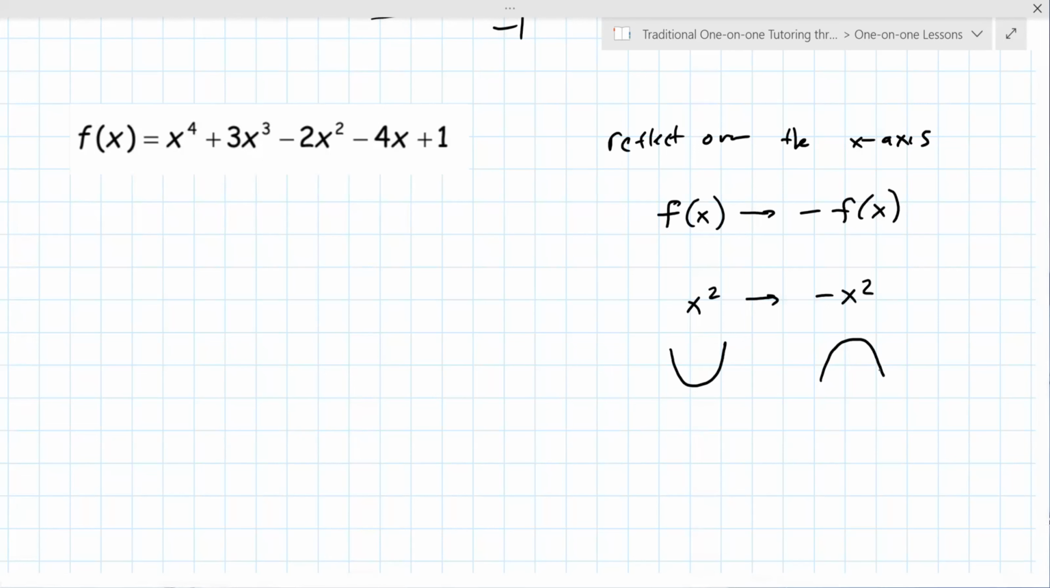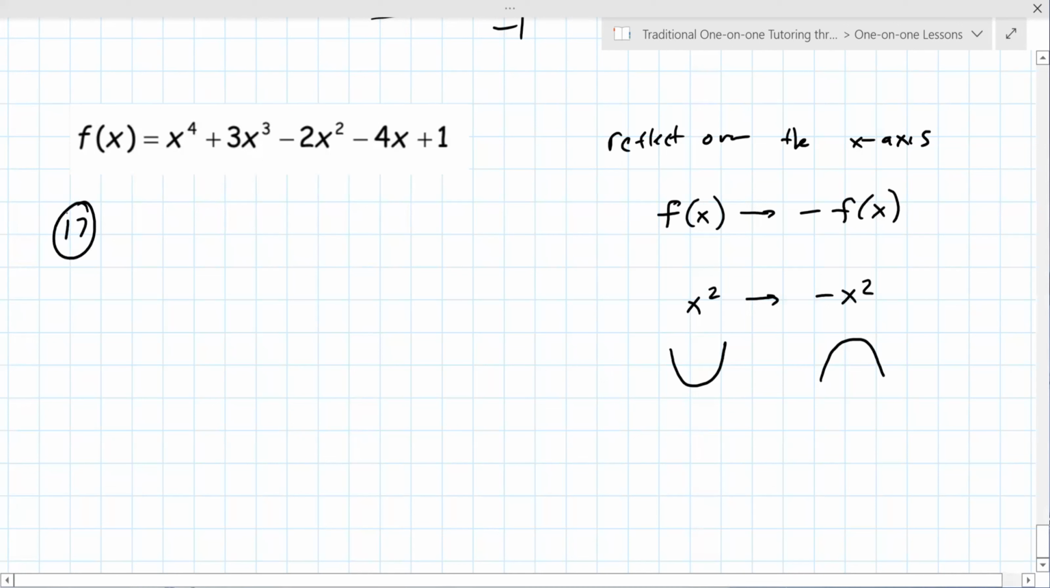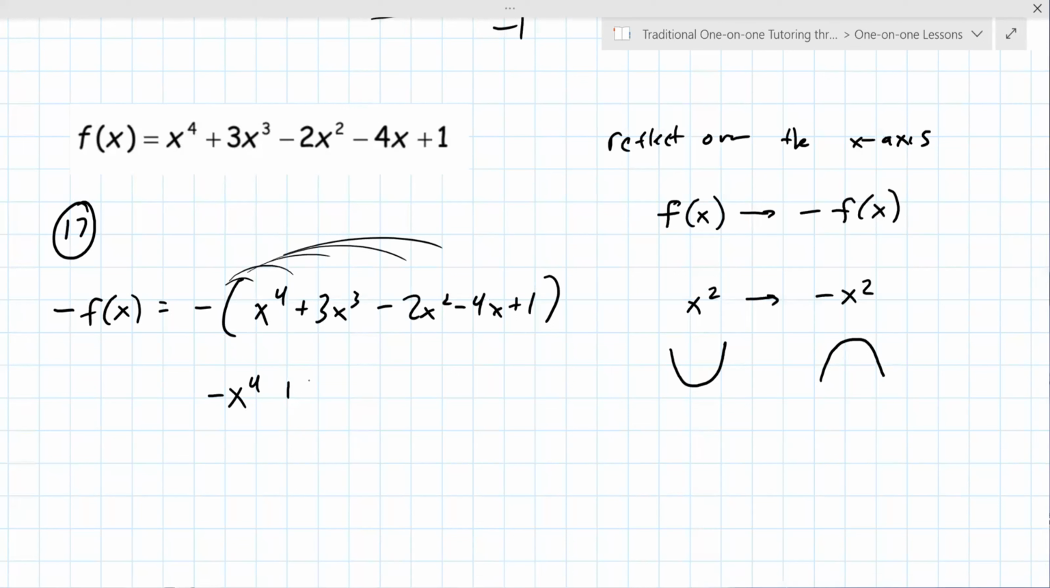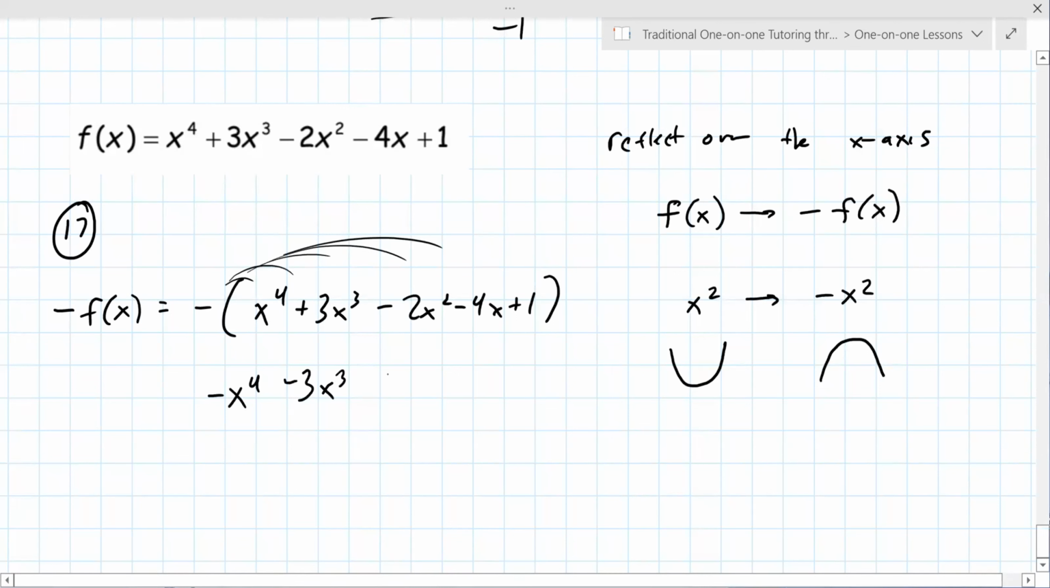All right. So now, in terms of what do you do, what does Isabel do here in question 17? Well, minus f of x means to minus everything that's on the right-hand side. So you're going to distribute in everything, change the signs of everything. Minus 3x cubed plus 2x squared plus 4x minus 1.